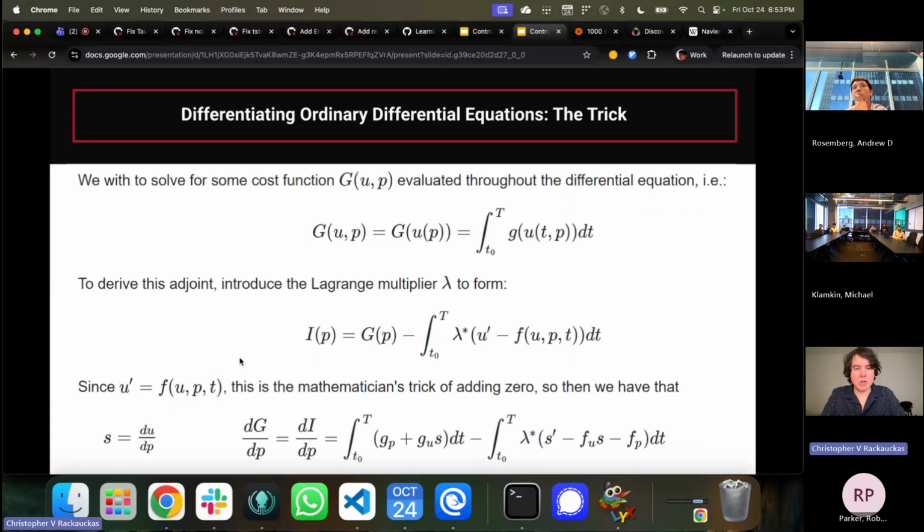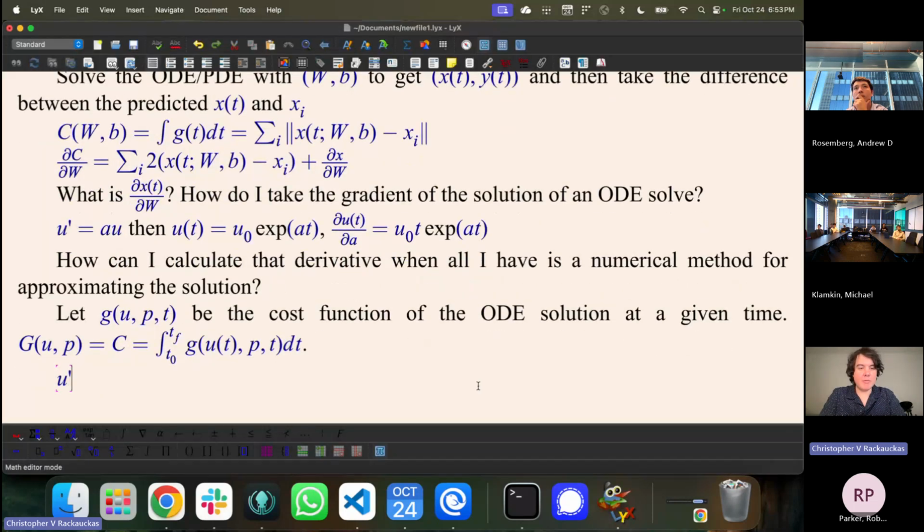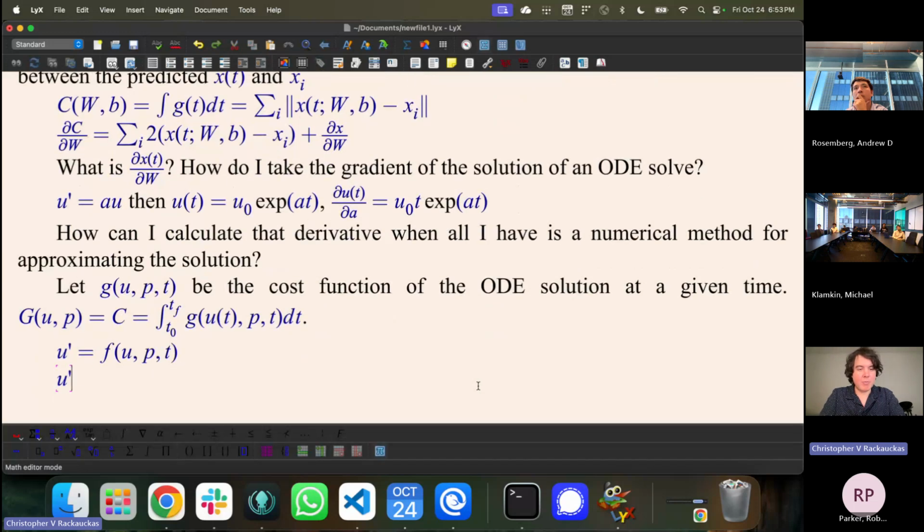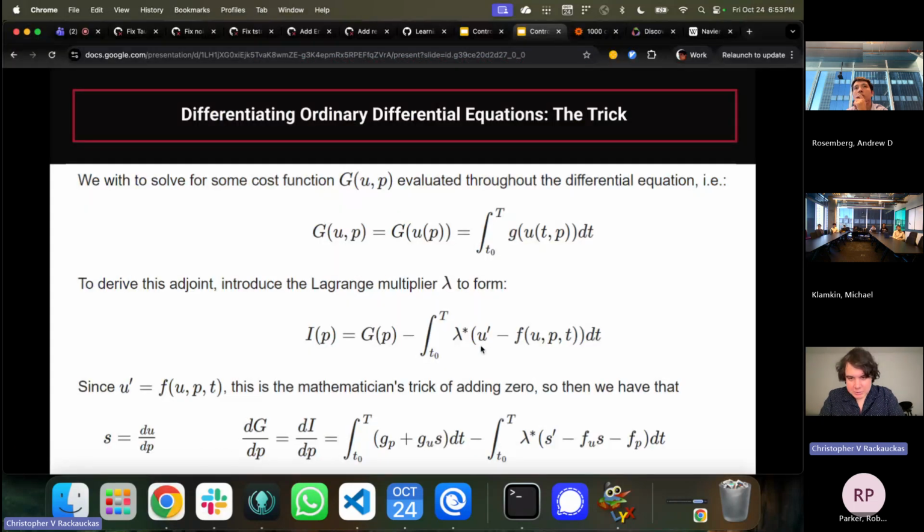So okay, how do I do this? What I'm going to do is introduce a Lagrange multiplier. There's a nice trick in this proof, right? I'm writing this such that my notation is u prime equals f(u,p,t). And what this also means is that u prime minus f(u,p,t) is equal to 0, right? So I'm saying this is lambda star times 0, and this is the mathematician's trick. I've just added in 0, so this is actually equal to just G(p), right? You'll see why I did this in a second.